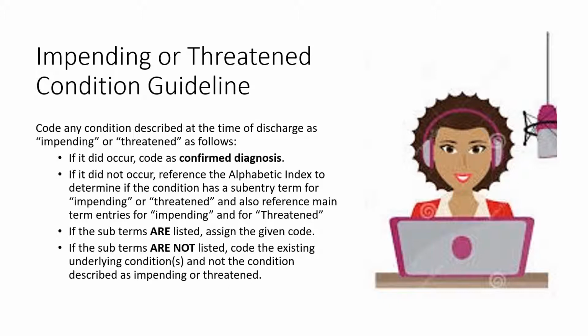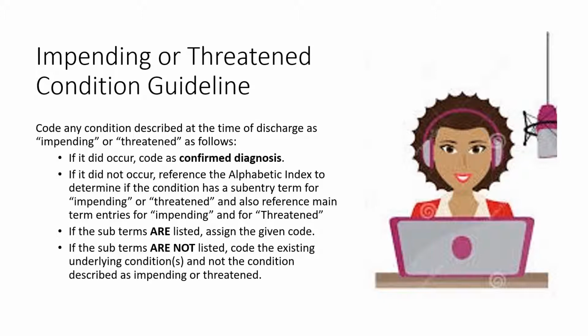If there is a code for impending or threatened, we're going to assign that code. In the instance where it is not a subterm listed under fracture, we're then to refer to the impending and threatened main term to see if the fracture is listed as a subterm under those categories. And if it is, then we're going to assign that given code.